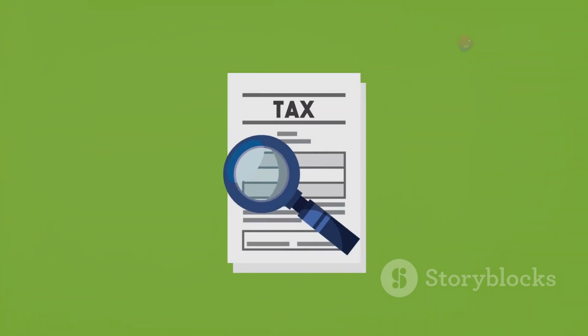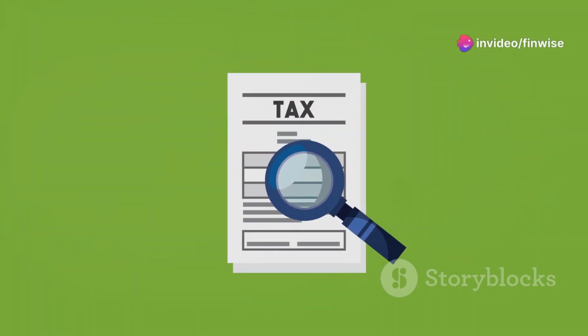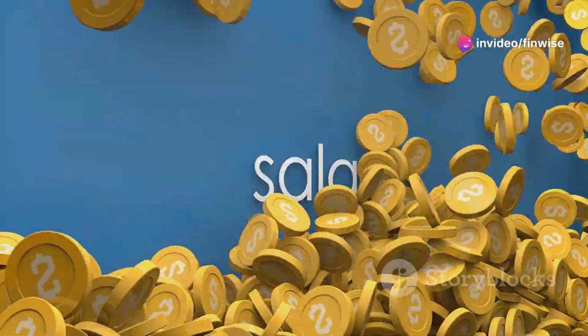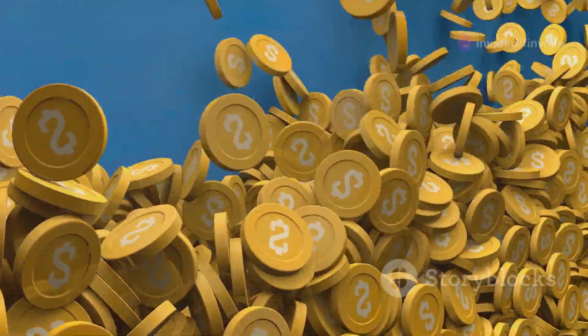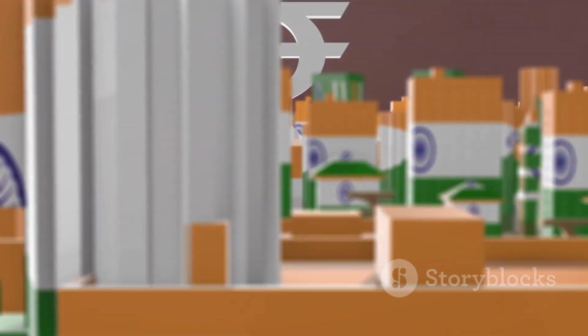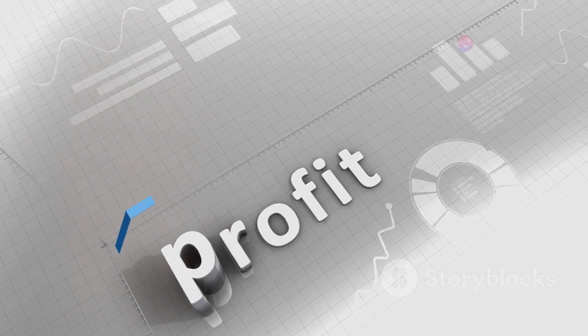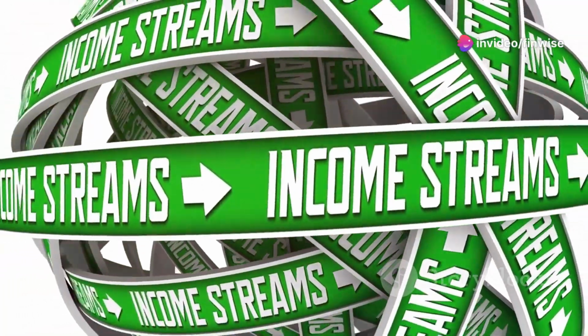Before we dive into tax planning, let's understand how income is categorized. In India, income is categorized under 5 heads: salaries, income from house property, profits and gains of business or profession, capital gains, and income from other sources. You need to report income from all these sources.